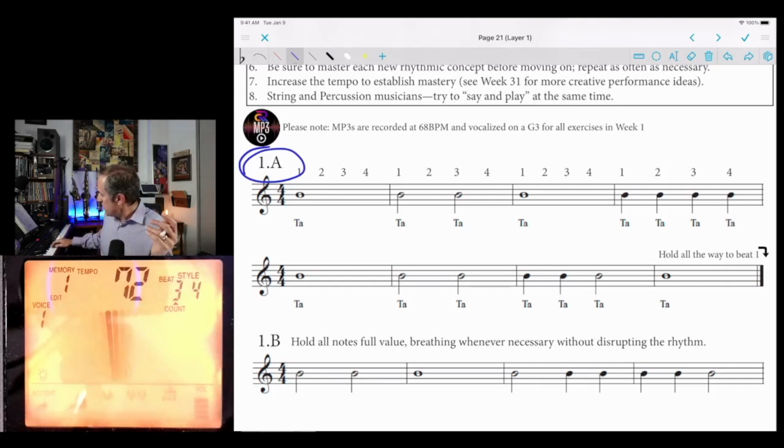Okay, here's our note. That's the G3 that I'm going to be singing it to the best of my ability on, and I hope that you will be joining me. So I'm going to count us off, and then you can sing along with me. Here we go. 1, 2, 3, 4.